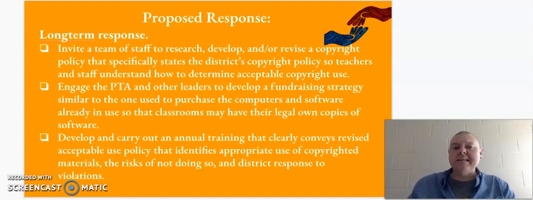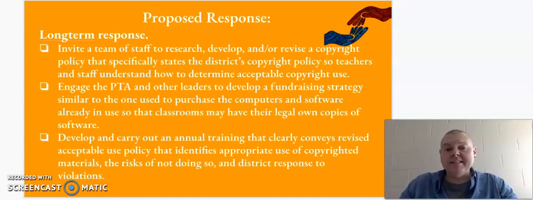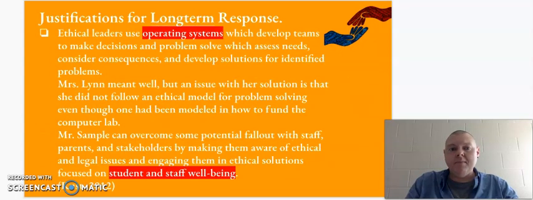Secondly, to engage the PTA and other leaders to develop a fundraising strategy similar to the one that they used to purchase computers and software that's already in use in those classrooms so that they can have legal copies of the software. And then lastly, to develop and carry out an annual training that clearly conveys revised acceptable use policies and copyright policies that identify appropriate use of copyrighted materials, the risks of not using copyrighted materials appropriately, and district response to violations. Here are some justifications for this long-term response.